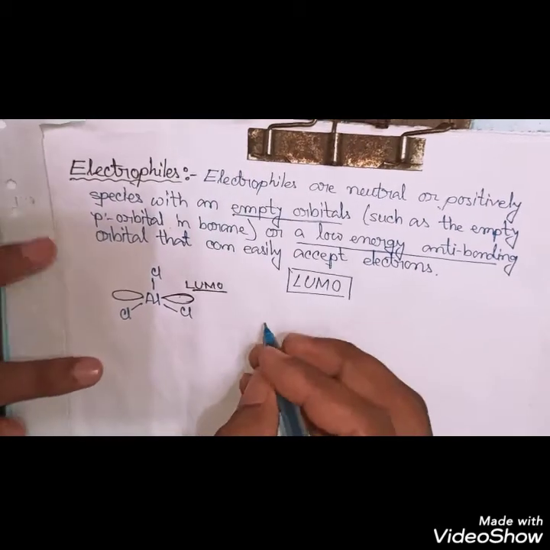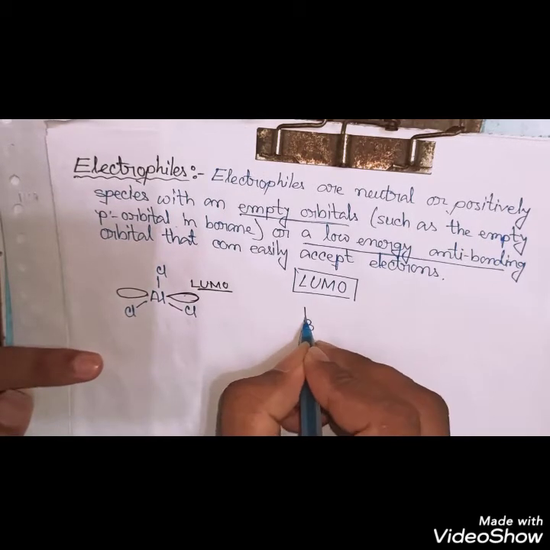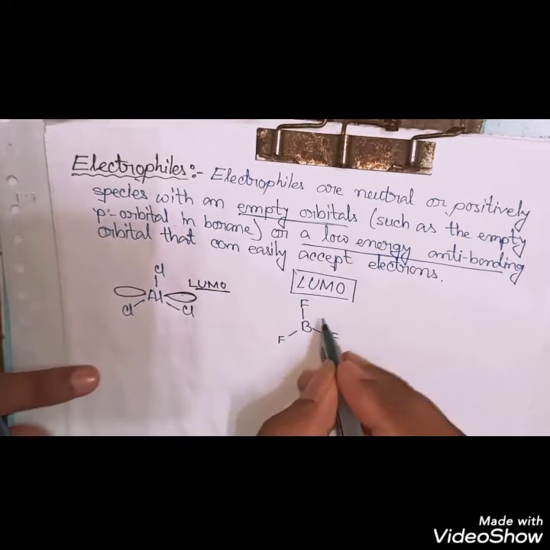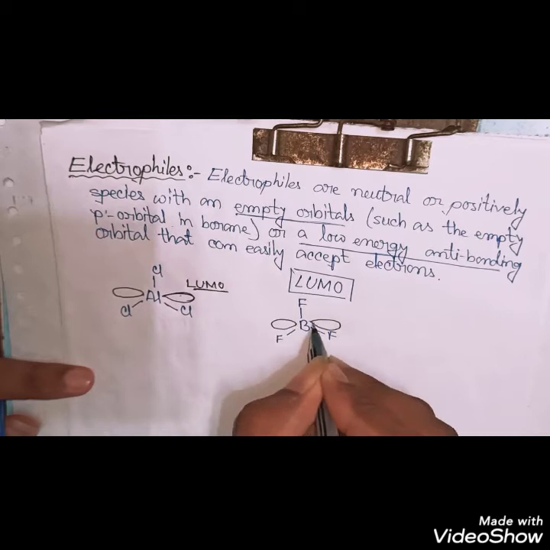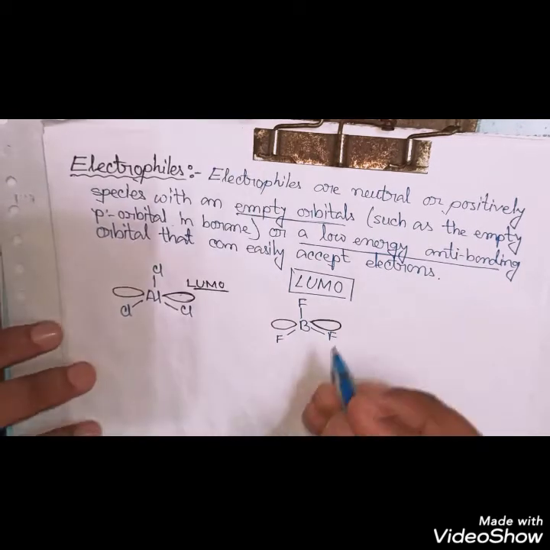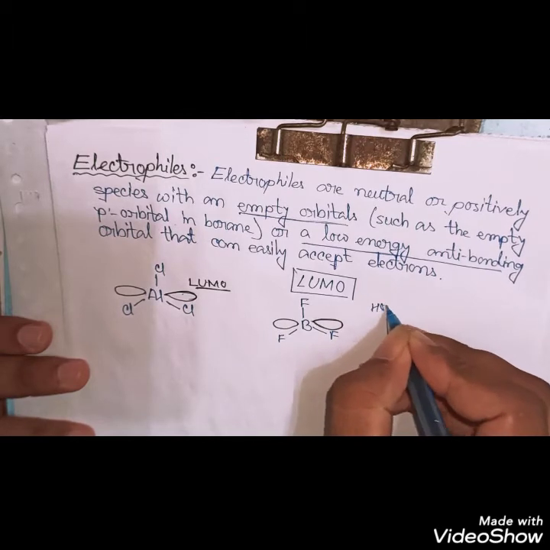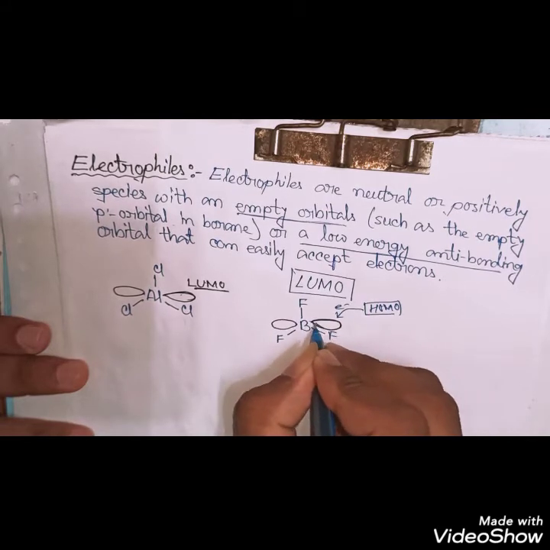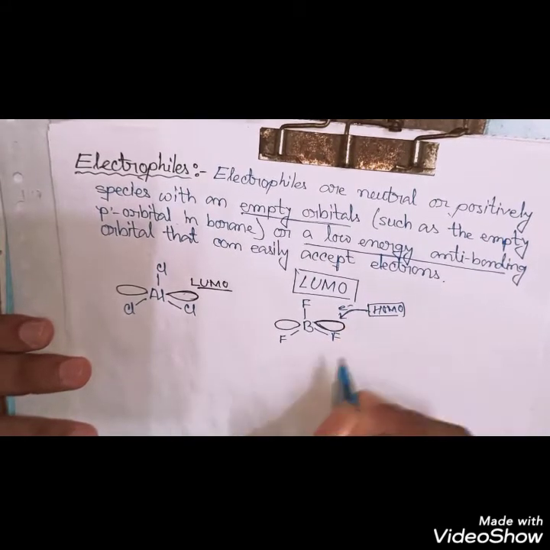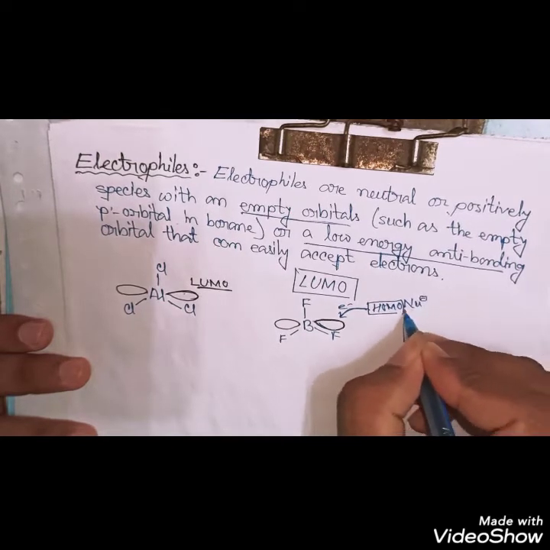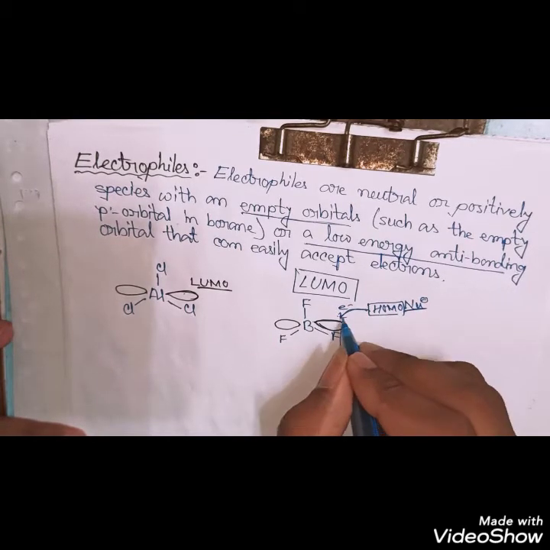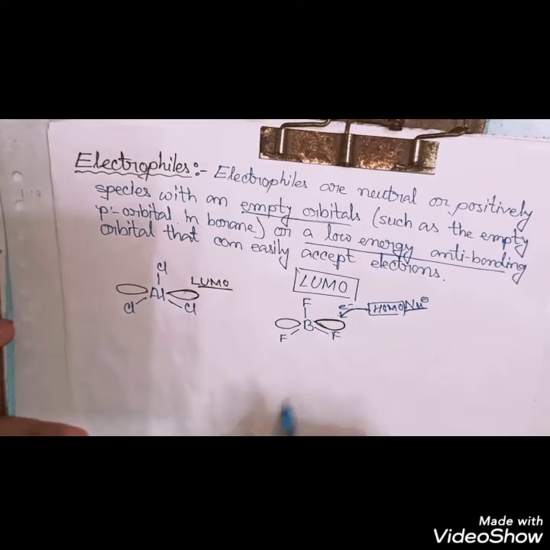Another example is the BF3. This is a vacant p orbital which can take the electron from the HOMO of nucleophiles. So a HOMO can give its electron to this LUMO of BF3, this HOMO of a nucleophile. This is a nucleophile's HOMO which donates its electron to the vacant p orbital, which is known as the LUMO of the BF3 molecule. Let's see more examples.